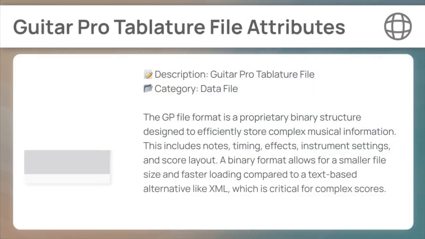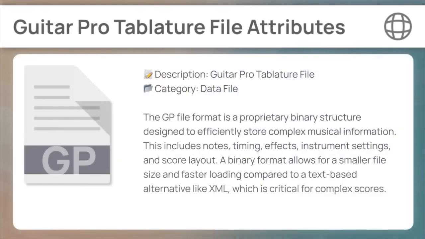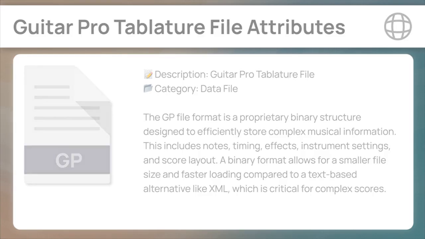The GP file format is a proprietary binary structure designed to efficiently store complex musical information. This includes notes, timing, effects, instrument settings, and score layout. A binary format allows for a smaller file size and faster loading compared to a text-based alternative like XML, which is critical for complex scores.